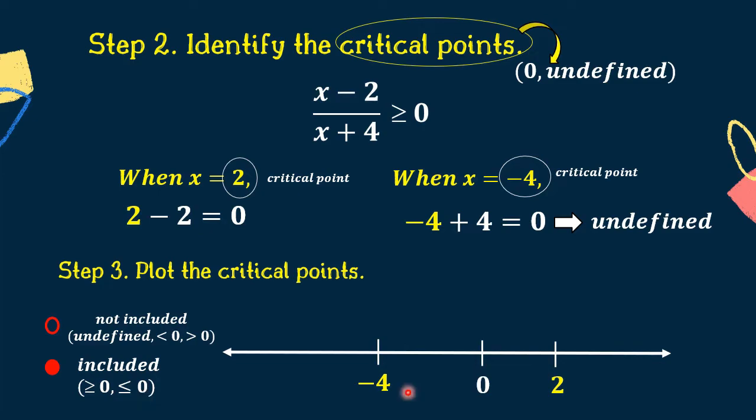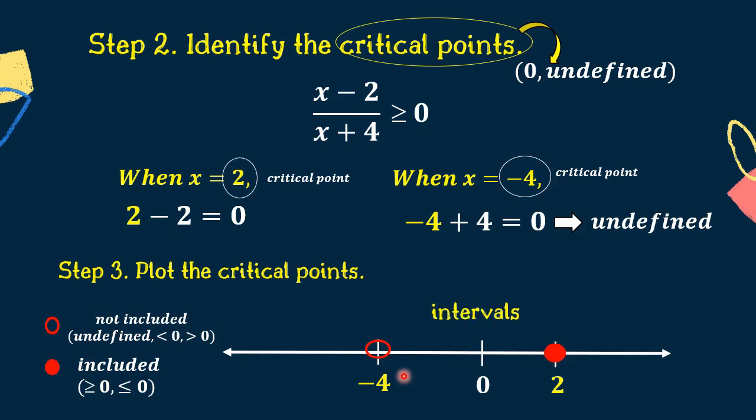Okay, we will plot now the points. We will start with positive 2. Since our positive 2 is a critical point and the symbol above is greater than or equal to, may bar sa ilalim. Therefore, our positive 2, critical point, is included. So, kasama siya sa mga values ng x na hinahanap natin. And negative 4, since it is undefined, therefore, hindi siya kasama. So, we will use the open circle.